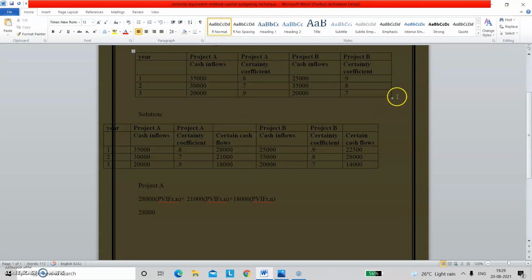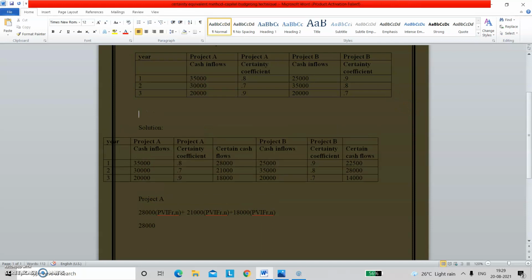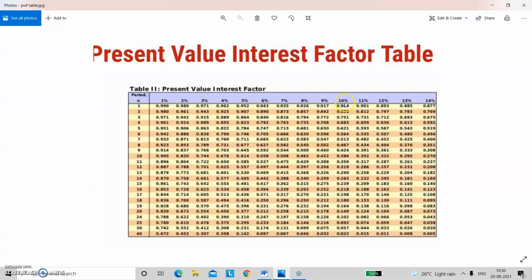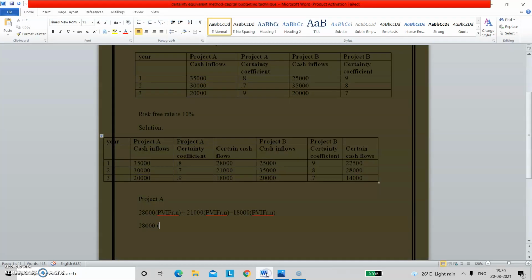Here R is given as, let's say, suppose 10%, right? That is, the risk-free rate is 10%, right? So we know that the return is 10% and this is at the end of year 1, right? So N will be 1. So from this PVIF table, I can see for 10% at the end of first year, N is given on the vertical side and R is given on the horizontal side. So 10% for 1 year is 0.909, right? We are going to simply write this over here, right?